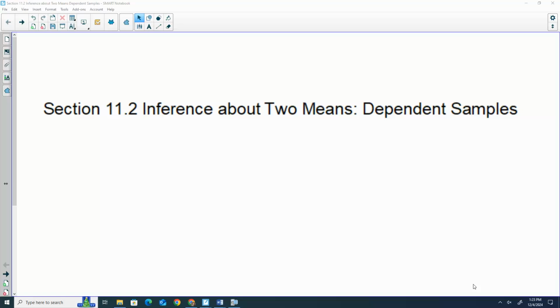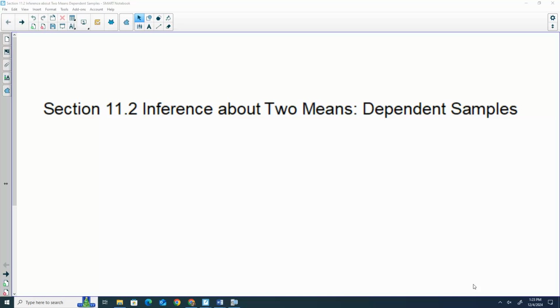Null when we first introduced stats. And independent was two things that are completely unrelated. Dependent is when they are connected somehow. And so when I'm talking about dependent samples, I'm talking about two samples that are related in some way. So in order to do this, we're usually looking at matched pairs data.